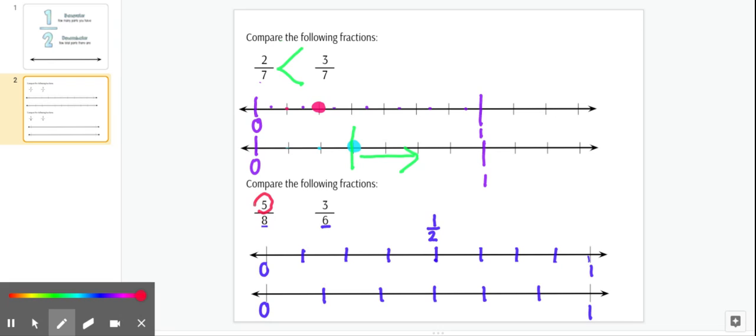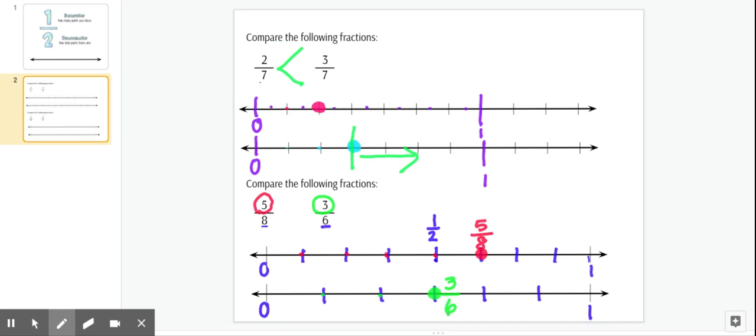So we need 5/8. So I'm going to go 1, 2, 3, 4, 5. 5/8. And then 3/6. So I'm going to go 1, 2, 3. 3/6. So which is further along on the number line? Well, you can see that 5/8 is closer to 1 or further along. So 5/8 is greater than 3/6.